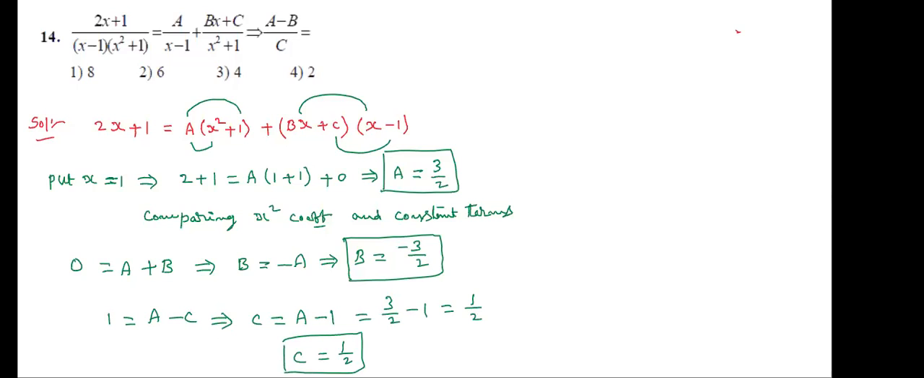But we need to find A minus B divided by C. What is A value? 3 by 2 minus B value, minus 3 by 2. Minus into minus is plus, divided by C value 1 by 2. Numerator, see that, 6 by 2 divided by 1 by 2. 2 to cancel. Answer is 6. Second option correct.